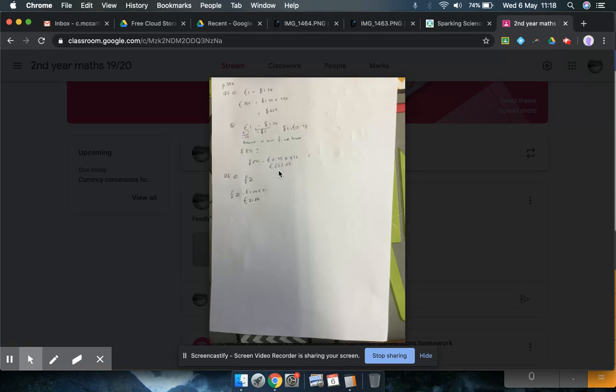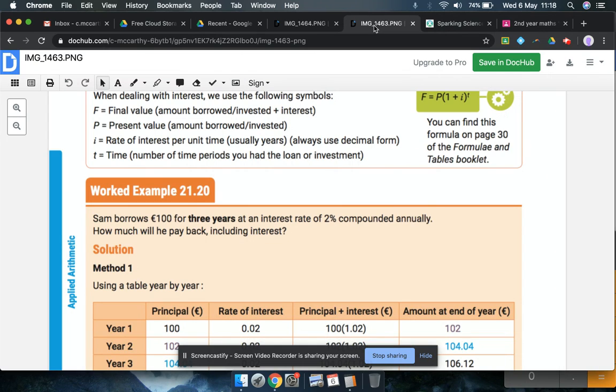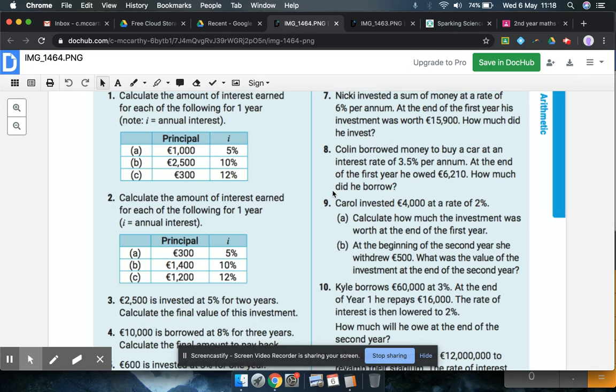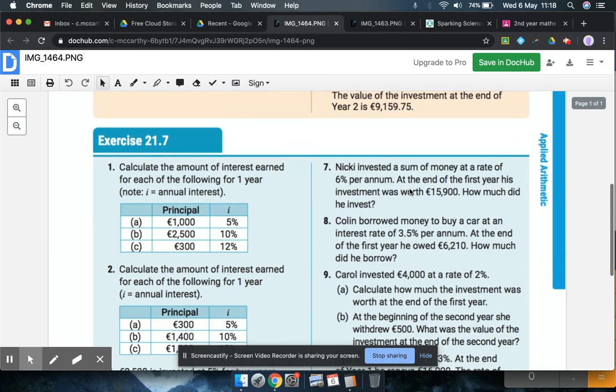That is really important. Final thing, question 3, I think most people got that one right. So you just take your £21, multiply that by 1.04, and you got your €21.84. Okay, that's currency conversions. I'm now looking at this page here, page 355.